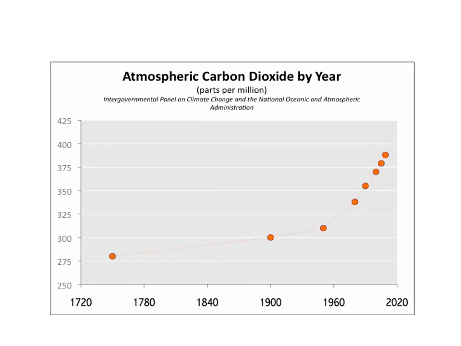Look at the diagram now. The diagram shows atmospheric carbon dioxide by year. On the x-axis it shows the year, and on the y-axis, parts per million of carbon dioxide. So when you look at the graph, it shows that in each year the amount of carbon dioxide, that is the quantity in parts per million, increases.